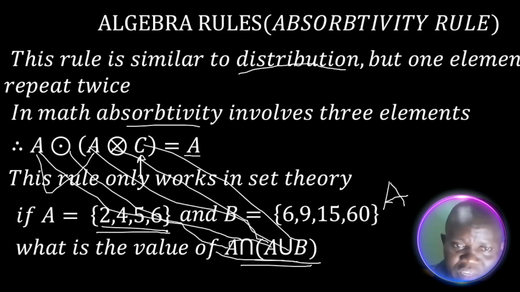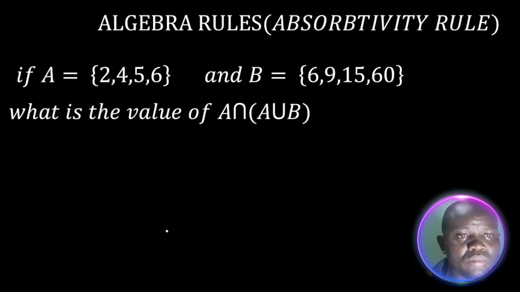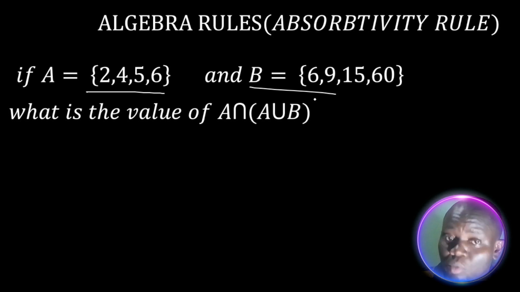Please, let's focus. Now, what are we saying? Let us see the solution. This is the solution. We have A to be equal to this, and B to be equal to this. Let us try to solve the problem one by one. What is the value of A intersection, open bracket, A union B?